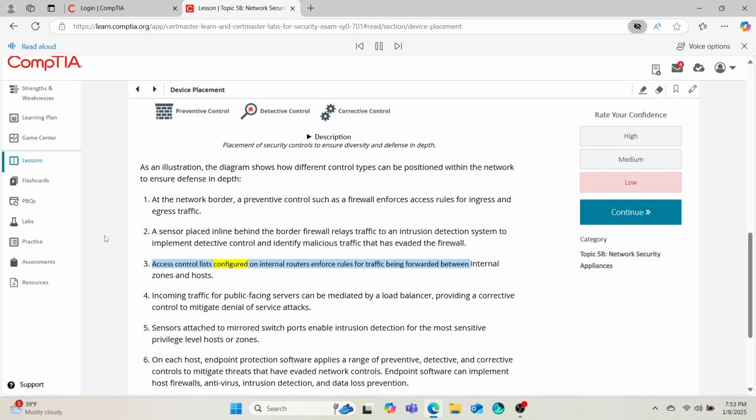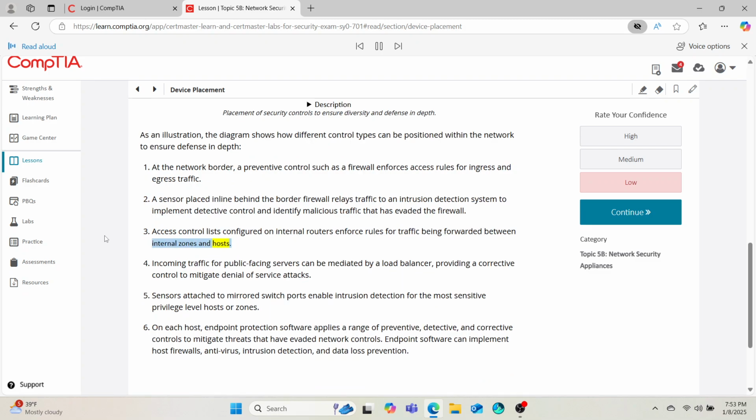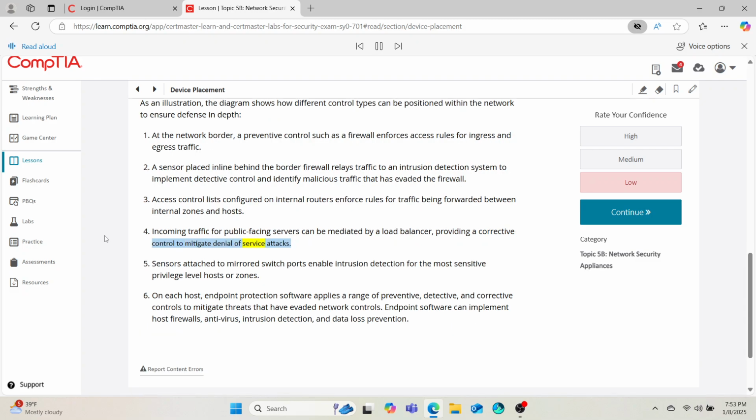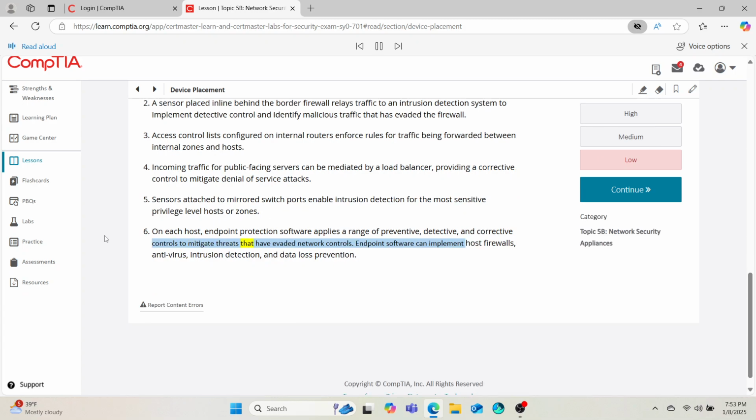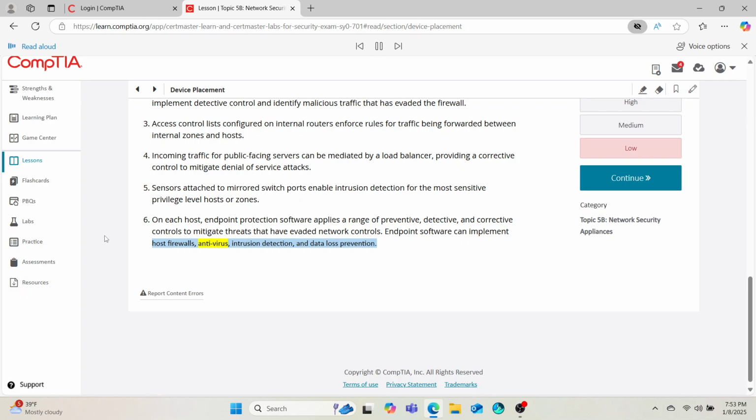Access control lists configured on internal routers enforce rules for traffic being forwarded between internal zones and hosts. Incoming traffic for public-facing servers can be mediated by a load balancer, providing a corrective control to mitigate denial of service attacks. Sensors attached to mirrored switch ports enable intrusion detection for the most sensitive privilege level hosts or zones. On each host, endpoint protection software applies a range of preventive, detective, and corrective controls to mitigate threats that have evaded network controls. Endpoint software can implement host firewalls, antivirus, intrusion detection, and data loss prevention.